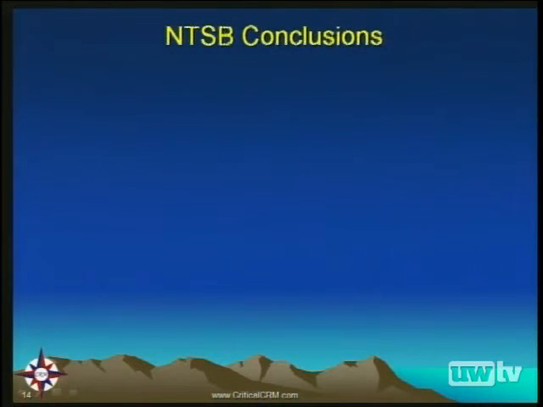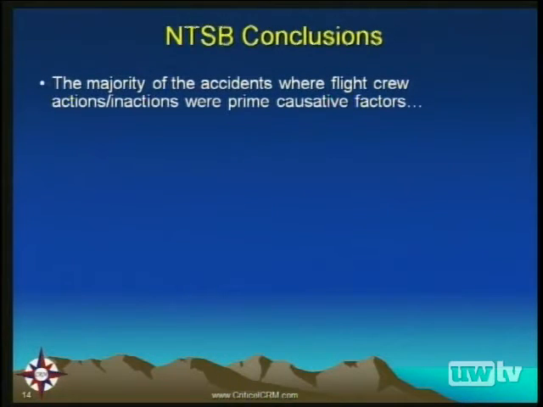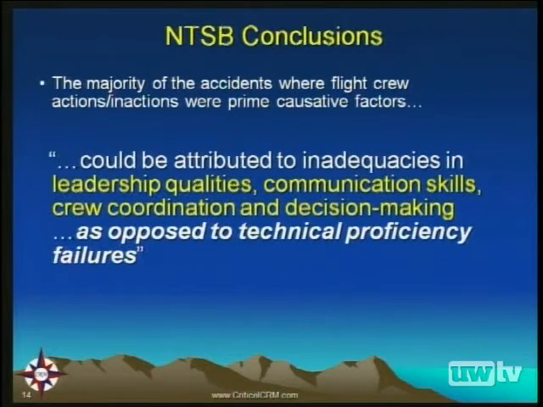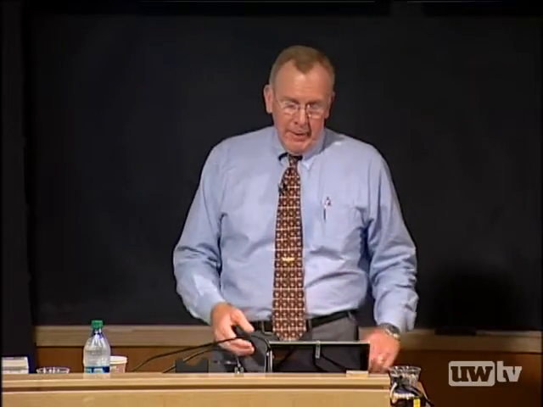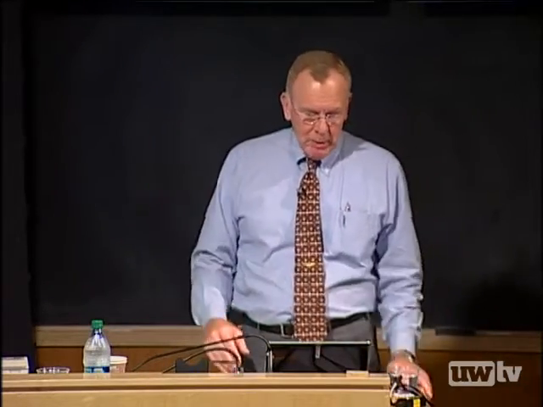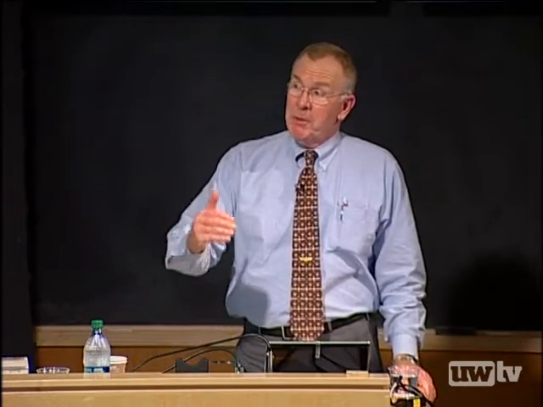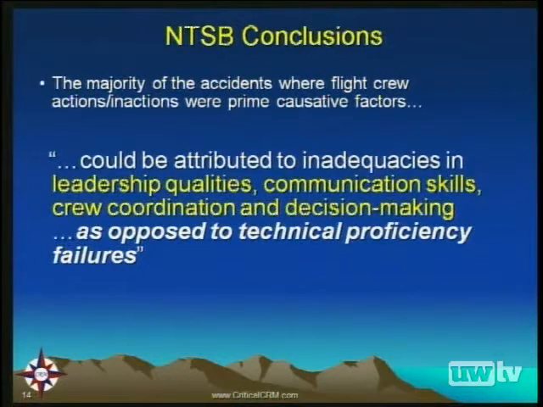And one of the conclusions they reached at the end of this meeting was that the majority of these accidents that involve flight crew error could be attributed to leadership problems, communication, crew coordination, and decision-making errors, as opposed to technical proficiency. When we talk about technical proficiency, at least in this context and at that time, we're talking about skills, hand skills, flying skills, kind of like a surgeon's good hands. But they're saying that the majority of these accidents were caused by all these other factors. People knew how to fly, they just weren't working well together.